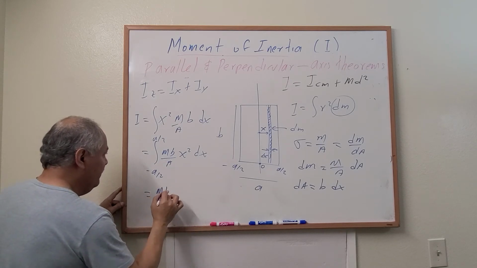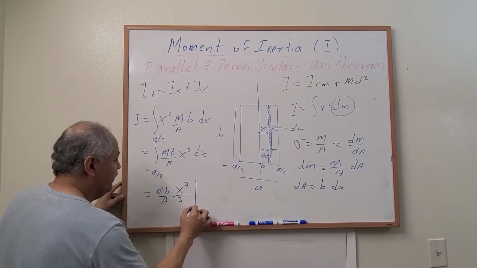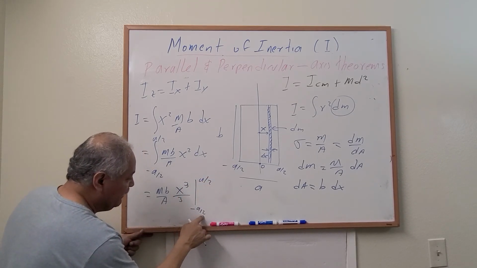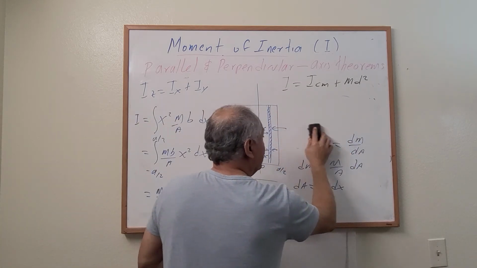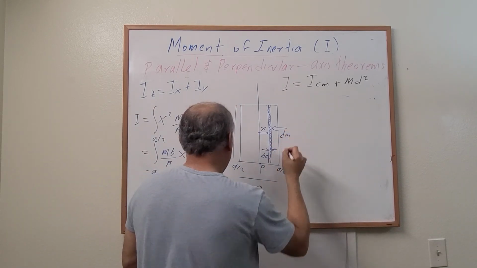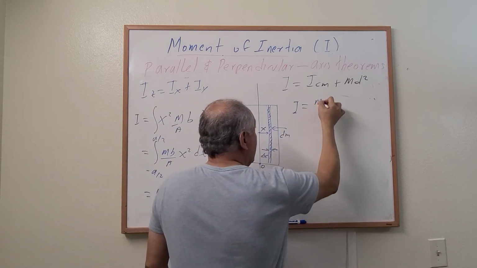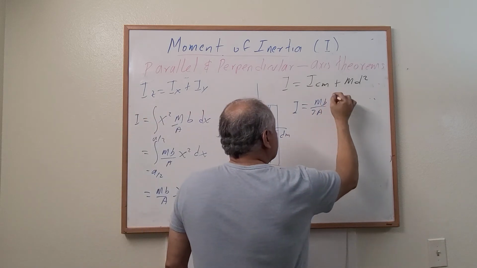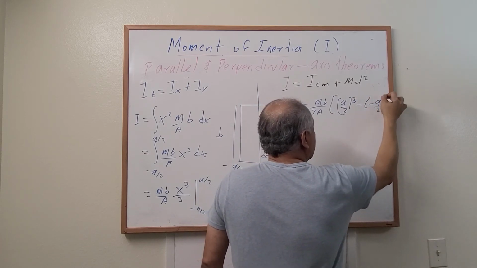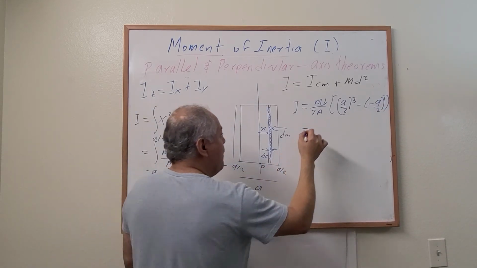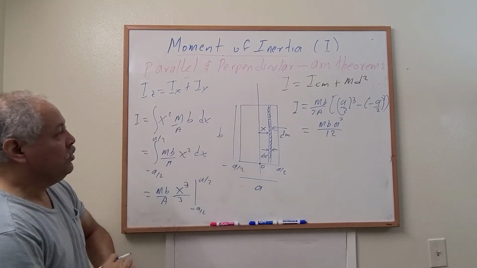Perfect. And what do we have then? This is equal to Mb over a. Let's do the integral, it's going to be x cubed divided by 3, from negative a over 2 to positive a over 2. Got it? Okay, so then the moment of inertia becomes Mb over 3a times (a over 2) cubed minus (negative a over 2) cubed, correct? And this is equal to M b a cubed over 12.